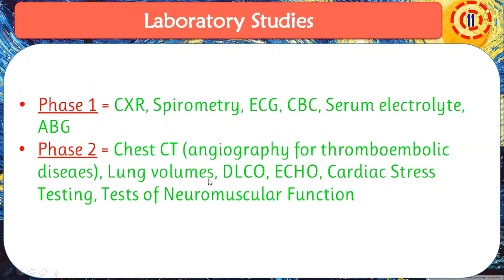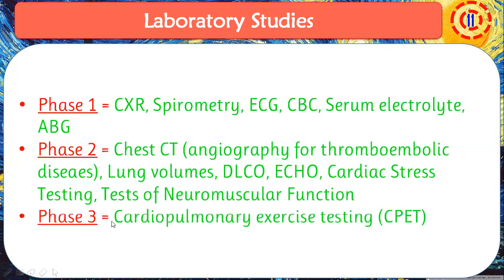Otherwise, there are also tests like lung volume, diffusing capacity of lungs for carbon monoxide, echocardiography, cardiac stress testing, and also tests of neuromuscular functions. So if all these tests also give us no definite results, then we have to move on to phase 3, which includes cardiopulmonary exercise testing, and this is usually performed at a specialized center. So specifically a cardiologist or pulmonologist performs this kind of cardiopulmonary exercise testing, not the primary healthcare center.